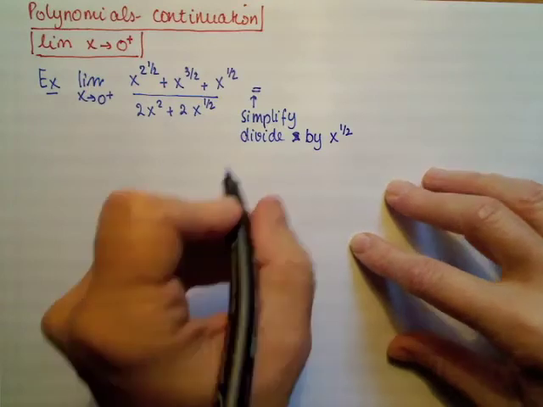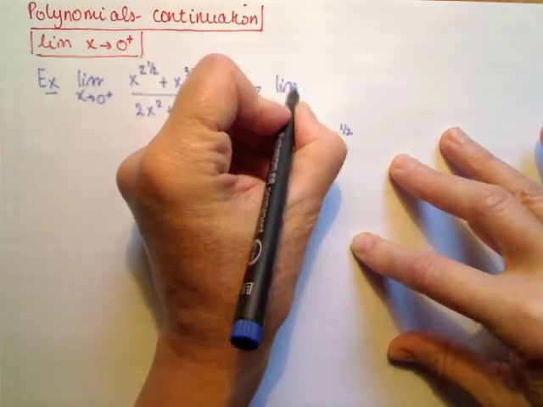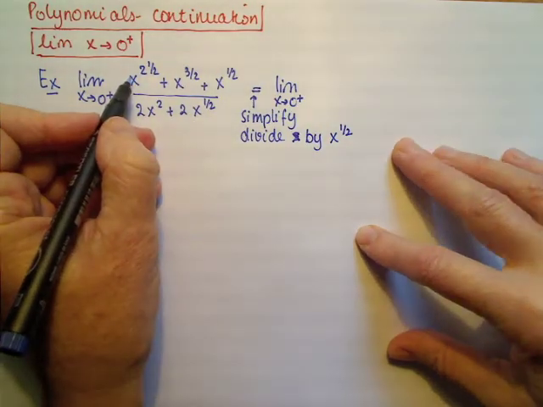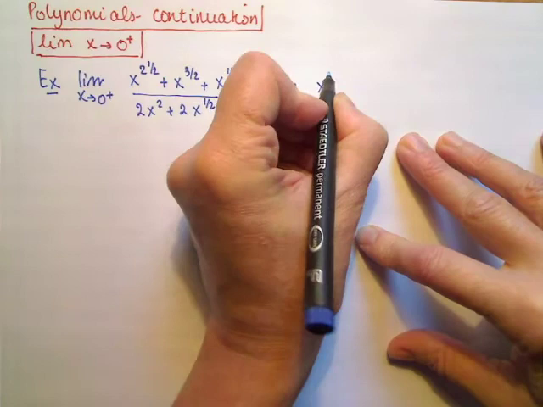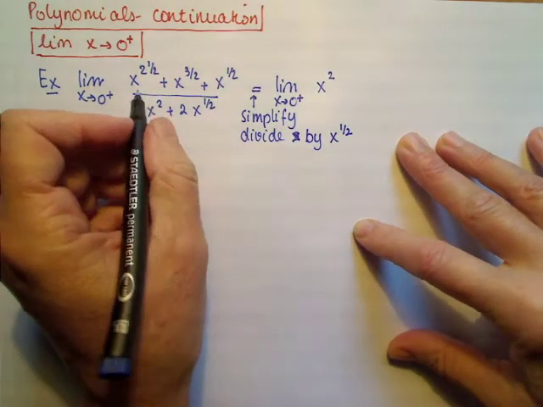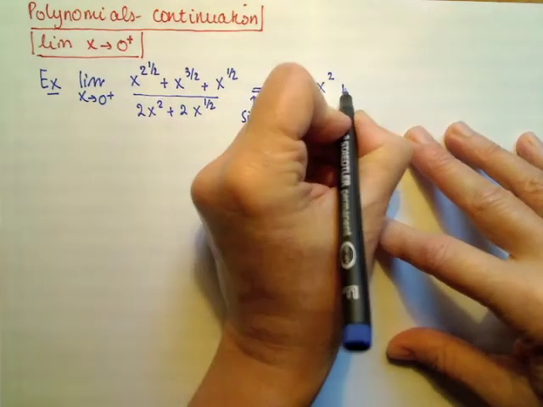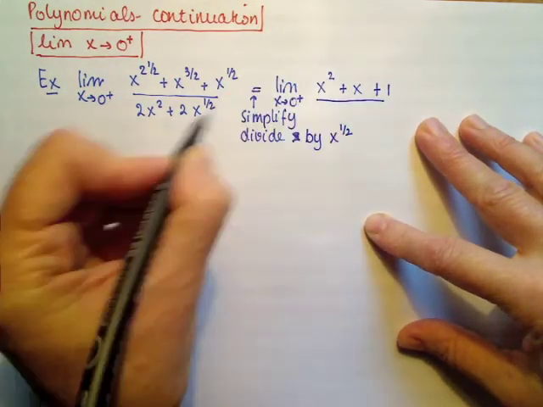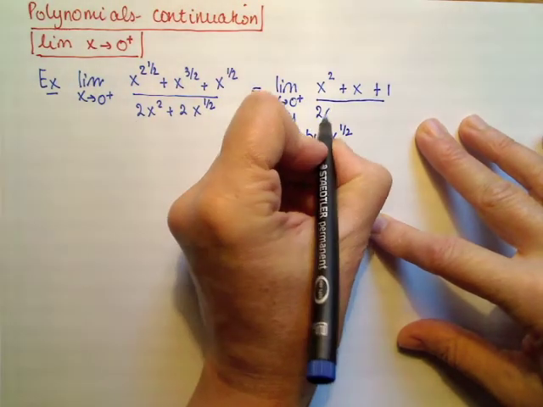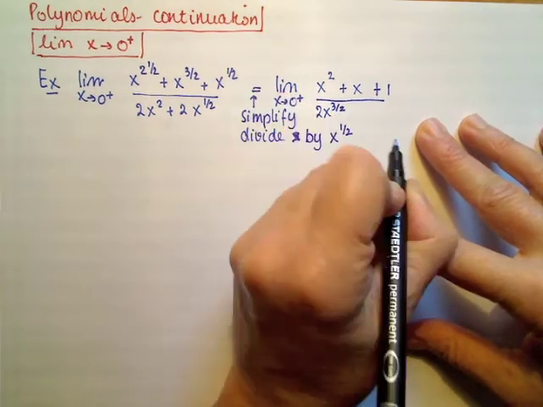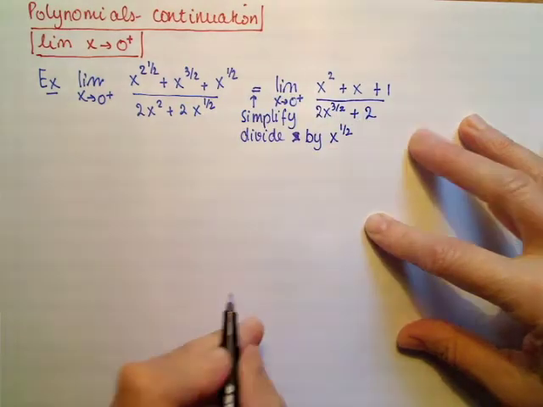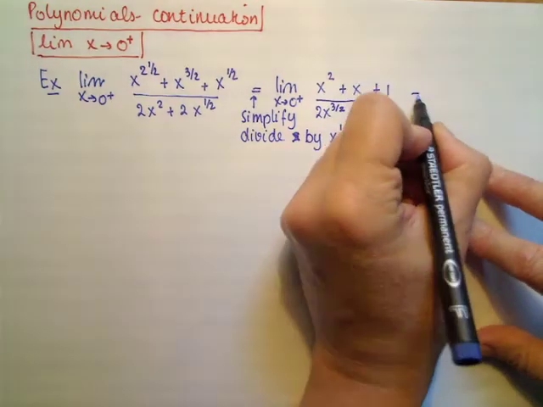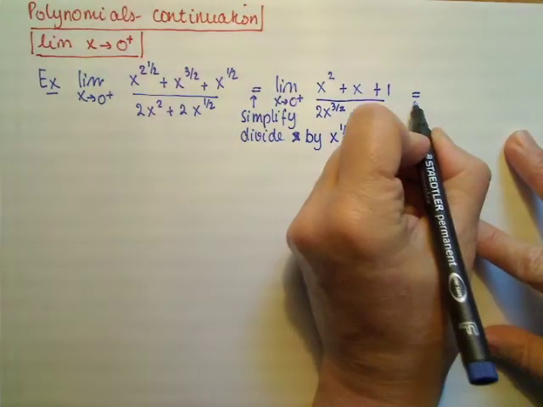So we divide by x to the power 1/2 everywhere, all terms, and we get, well, what is left if we divide by x to the power 1/2? We get x to the power 2 in the first term of the numerator, plus x to the power 1 in the second, and the third becomes 1. And in the denominator we get 2 times x to the power 3/2 plus 2 times x to the power 0, which is 2. And what we do now is plug in the limiting value and see what happens.